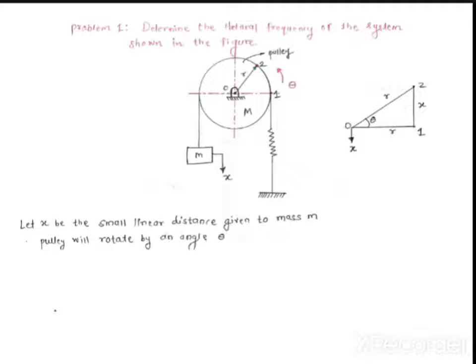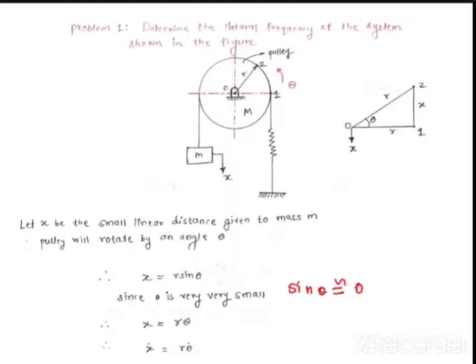Now this figure. What is the final analysis? x is equal to r sine theta. Since theta is very small, I am considering sine theta equivalent to theta. So x is equal to r theta. This is a very important relation that we have got from this geometrical analysis.